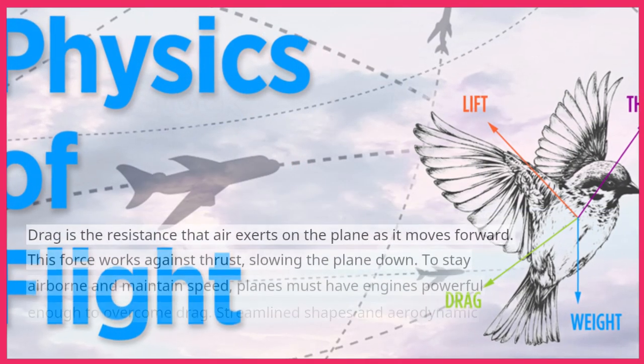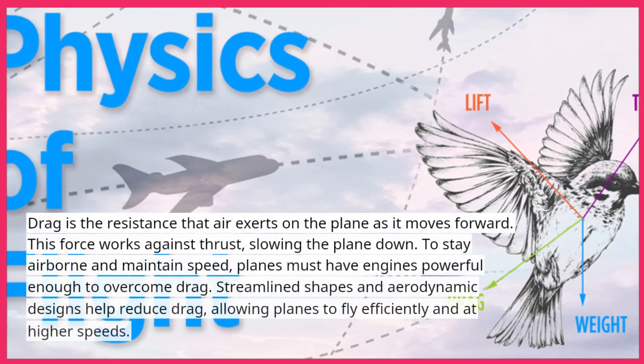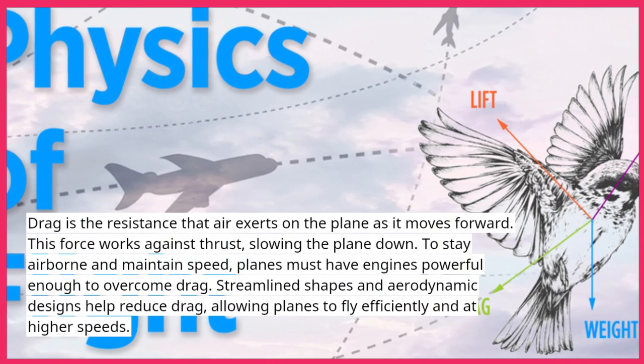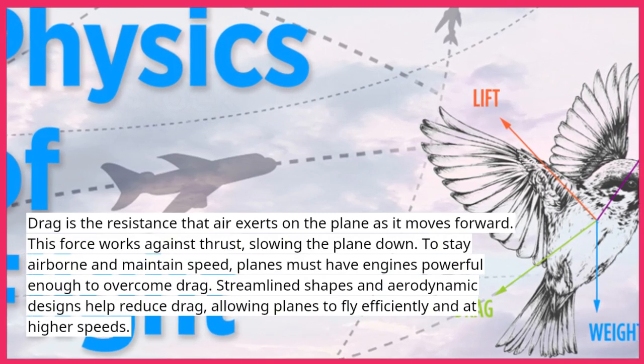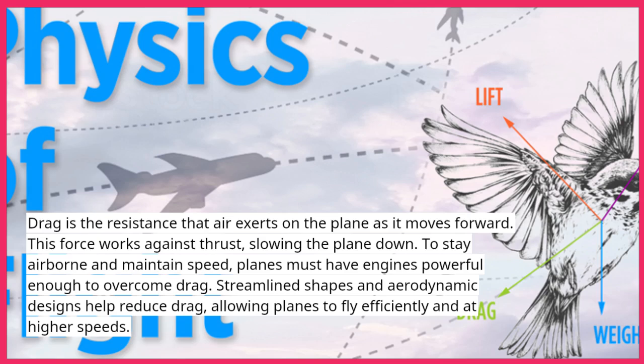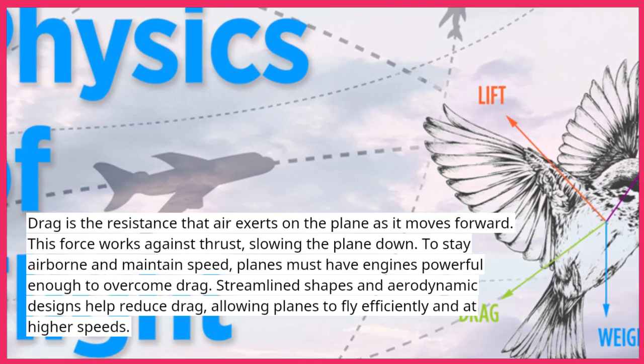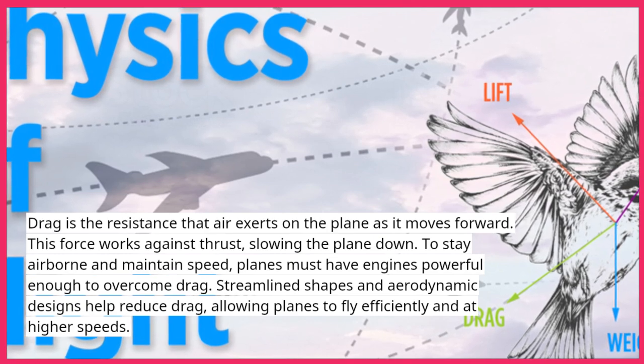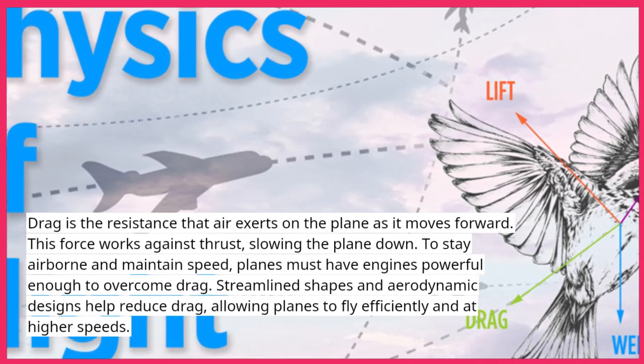Drag. Air resistance against the plane. Drag is the resistance that air exerts on the plane as it moves forward. This force works against thrust, slowing the plane down. To stay airborne and maintain speed, planes must have engines powerful enough to overcome drag. Streamlined shapes and aerodynamic designs help reduce drag, allowing planes to fly efficiently and at higher speeds.